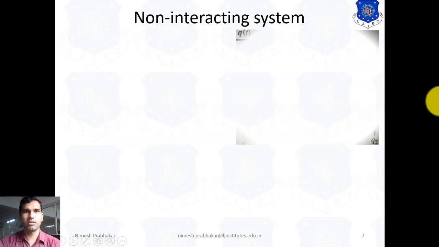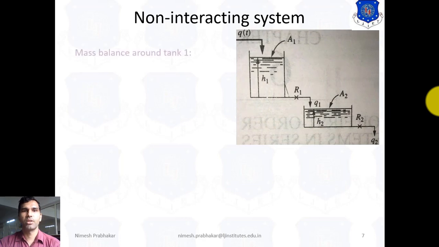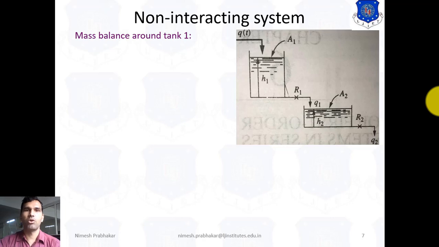Now we start the procedure. First we go for the mass balance around tank 1. We know the mass balance equation: inlet minus outlet is equal to accumulation. So directly we put the inlet as Q, the outlet as Q1, and the accumulation as A1 dH1 by dt. Here rho is constant, so we can delete it. This is the mass balance for tank 1, same as we discussed in the liquid level system, energy and mass balance.